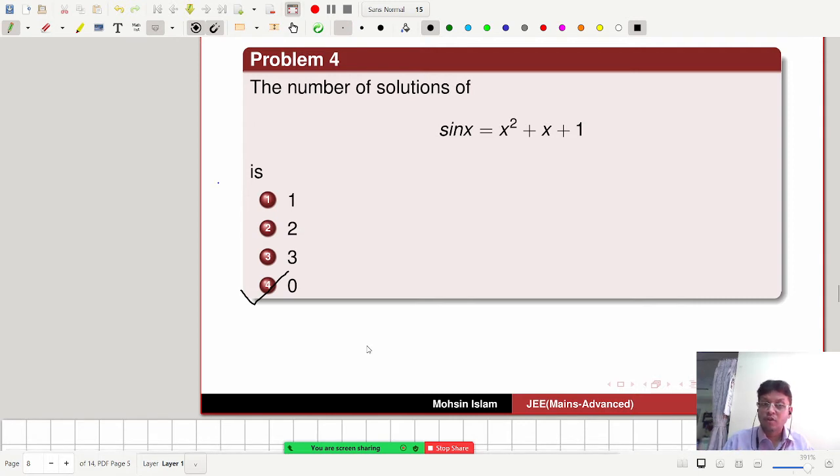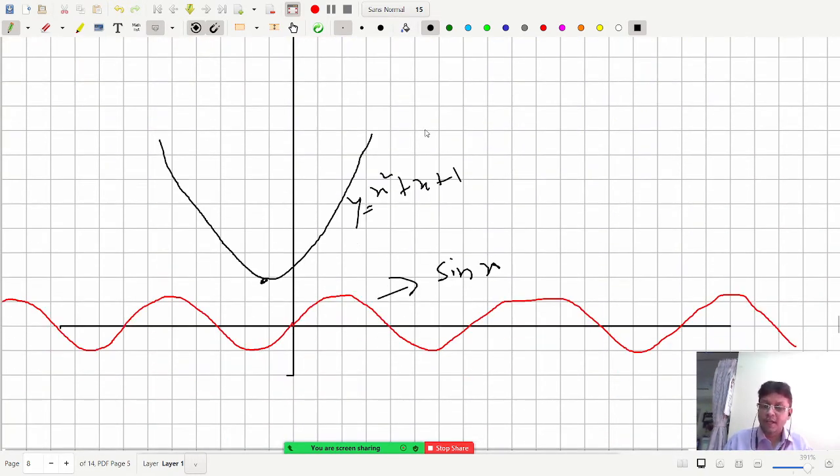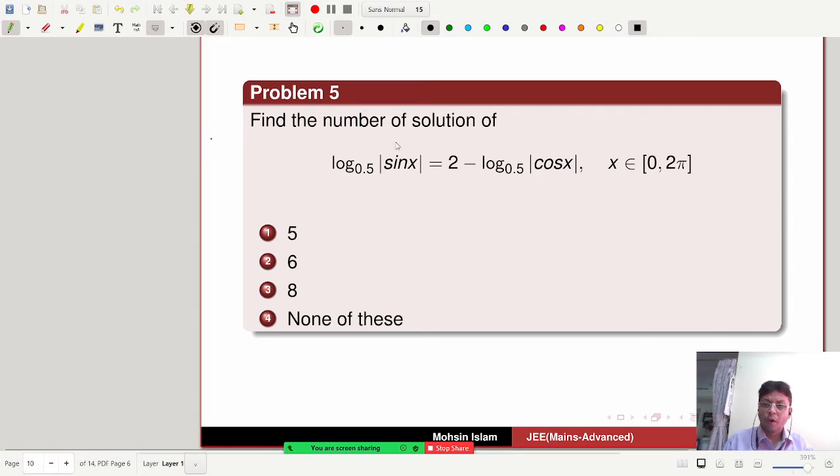So look at that. You have the knowledge of sin x, you have the knowledge of the quadratic, and you can guess how many solutions there are, how many intersection points there are. So there is no intersection point, so no solution for this equation. Okay. Let's move on to the next problem.